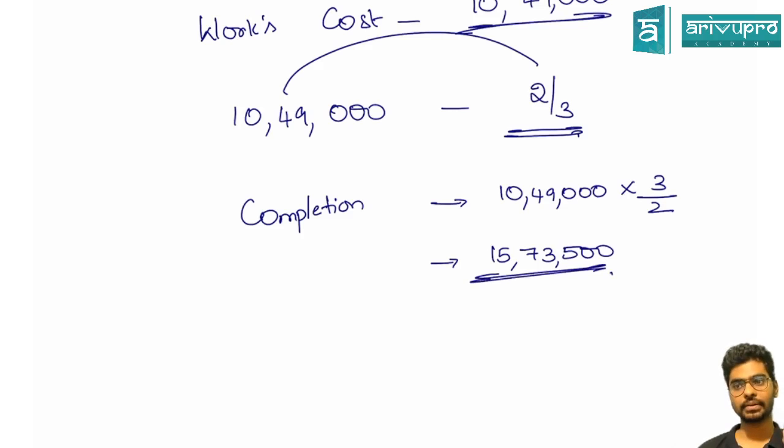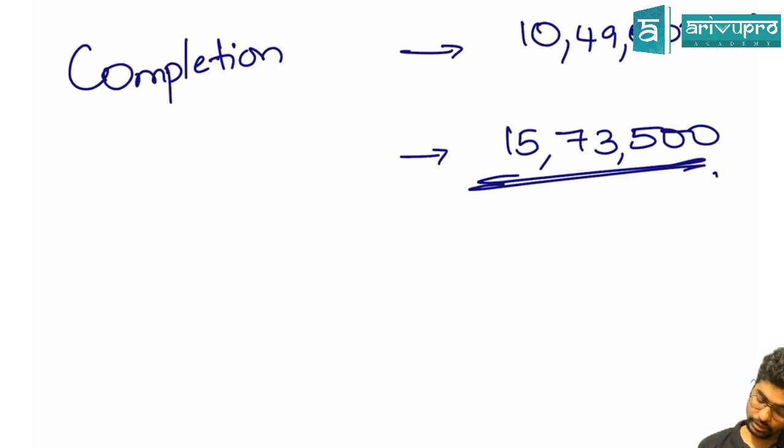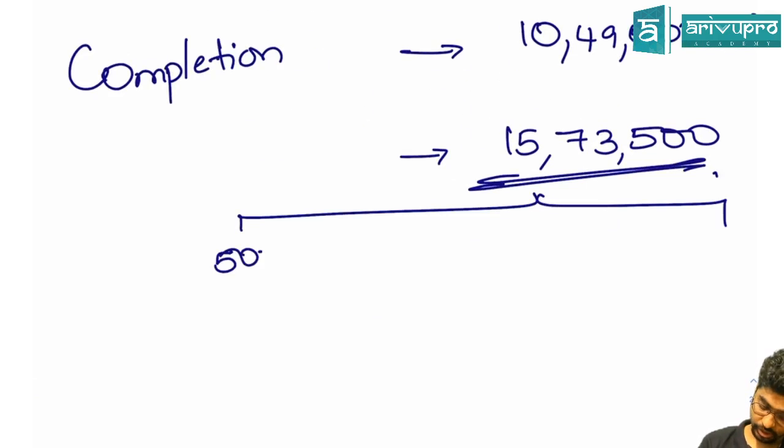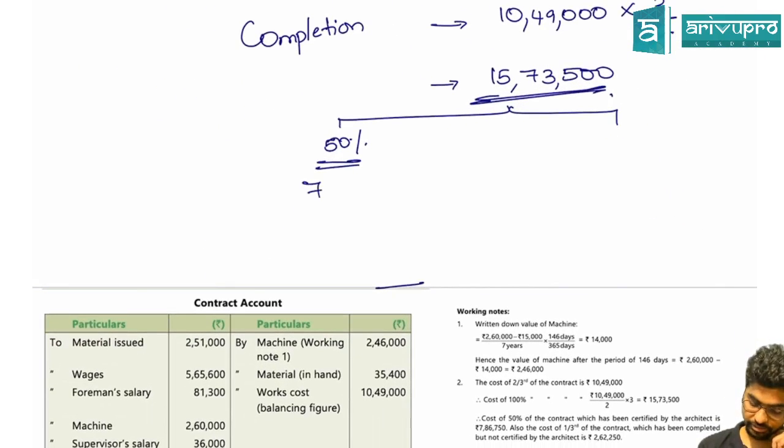Is everyone clear? Right? Now you are certifying only how much? 50% of this. You are certifying 50% of the overall contract price. How much does that come to? 7,86,750.